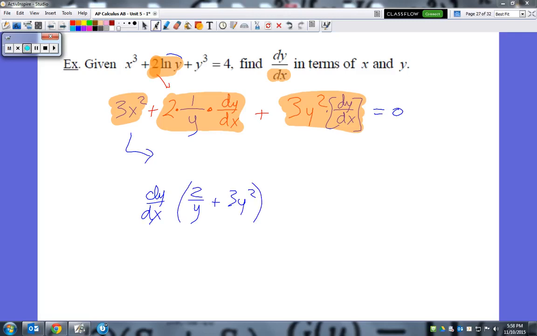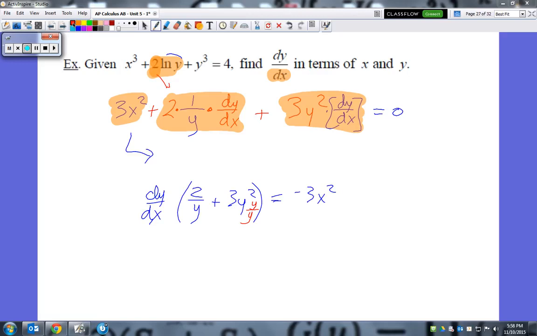Okay, and that's how everything else was GCF'd on the left side. And then I'm going to have a negative 3x squared because I moved it over to the right side of the equal sign. And right here, if you wanted to, you could divide them both by the same thing. Or if you wanted to combine this, you could say, let me get a common denominator of y.